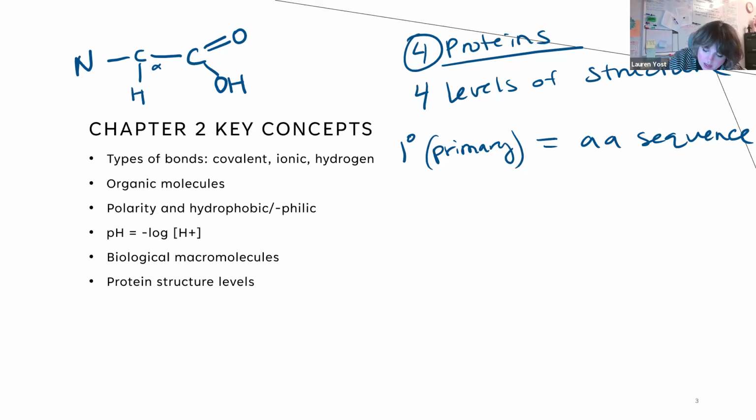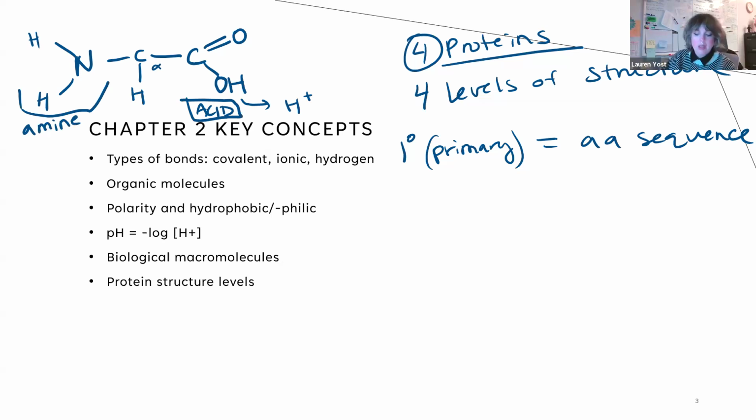And that means that that H can potentially become an H plus. That's what acids can do, right? They can donate H pluses. So this is the acid side of the amino acid. The other side is the amine, go figure, which is an NH2 group. So there's an amine and there's an acid, and that's why it's an amino acid. Okay, so that's really all it takes.